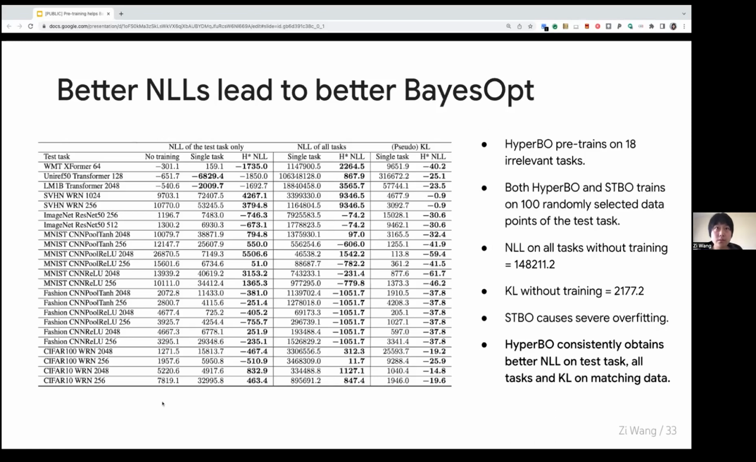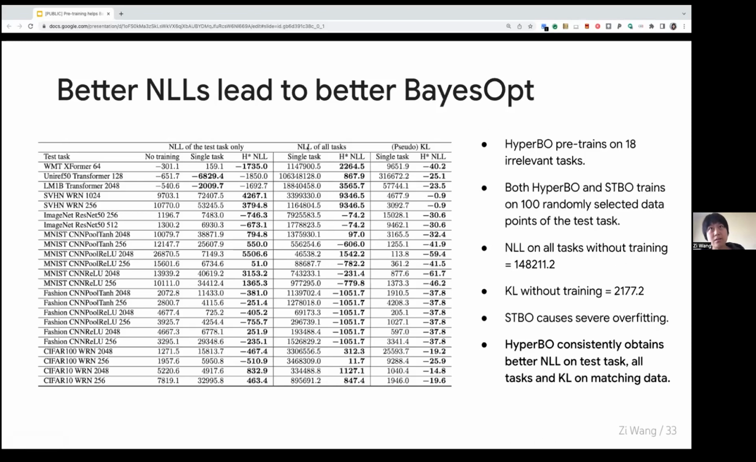So this column here is the model without any training for the test task. This is NLL on the test task only. The test task includes 1,000 to 2,000 data points, but single task and the HyperBO NLL only train on 100 of them. And you can see that if we train on 100 data points, a lot of times for single task Bayesian optimization, which is our typical off-the-shelf BayesOpt, we get even worse negative log likelihood compared to no training.